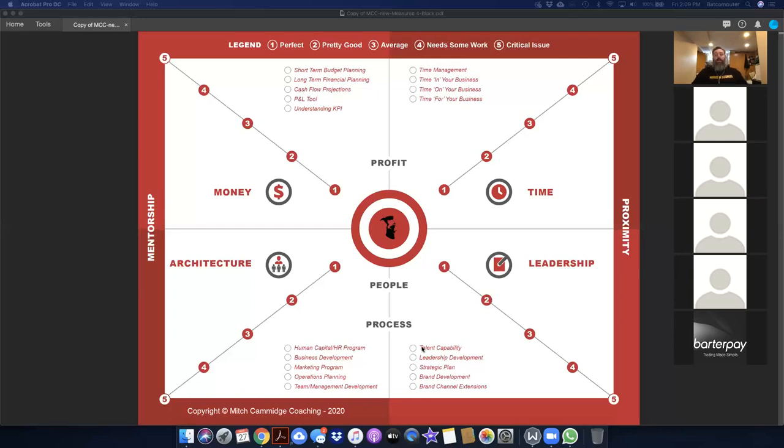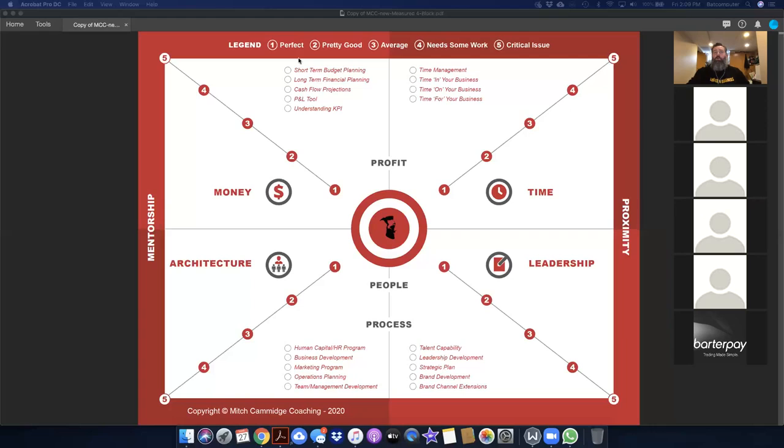The strategic plan, not the document that necessarily outlines every aspect or part of a business, but being able to look at businesses from a dashboard perspective. In other words, where are we compared to where we're going and what we're building? And then, of course, brand development and brand channel extensions. So these 4 components, quadrants, or cornerstones, the money, the time, the architecture, and the leadership, build 4 cornerstones for the whole building of the business itself, if you allow me to say.